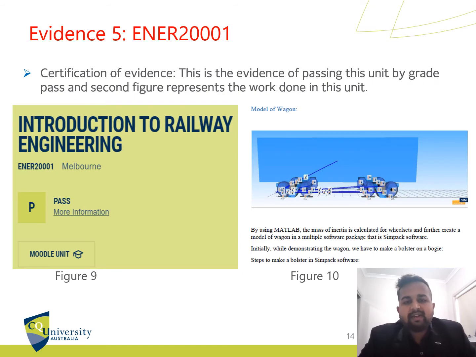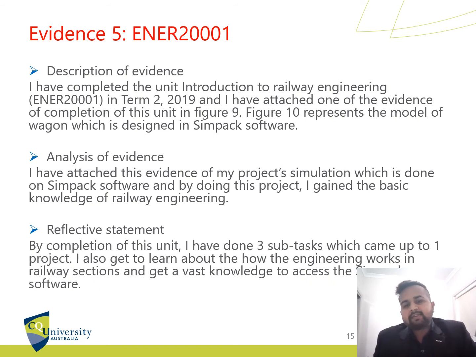Coming to the next evidence, that is from Introduction to Railway Engineering, and this is the evidence of passing this unit by grade B, and the second figure represents the work done in this unit. I have completed this unit, Introduction to Railway Engineering, in term 2019, and I have attached one of the evidence of completion of this unit in figure 9, and figure 10 represents the model of my wagon, which is designed in Simplex software, and I have attached the evidence of my project simulation, which is done on Simplex software.